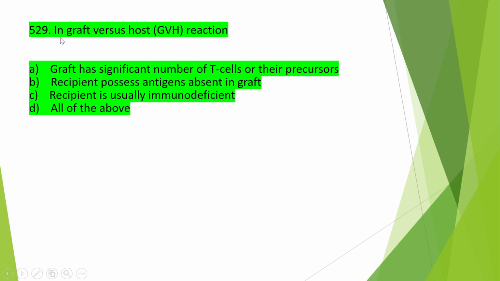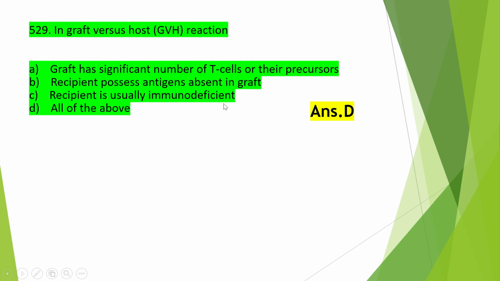Next question we will see. Next is in graft versus host reaction, which are the correct ones? So option A, graft has significant number of T cells or their precursors, or option B, recipient possesses antigens absent in graft, or option C, recipient is usually immunodeficient, or option D, all of the above. So which one is the correct about the graft versus host reaction? So the right answer is option D, that is all of these options are correct about the graft versus host reaction.